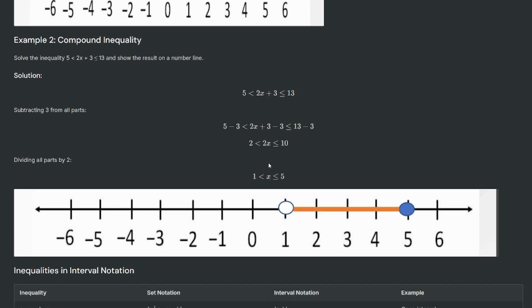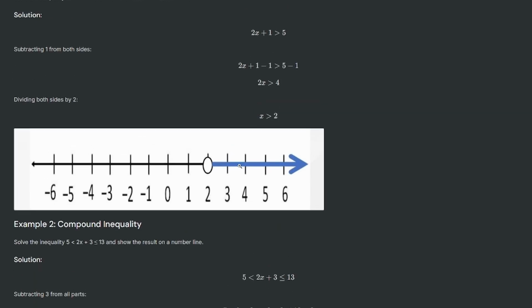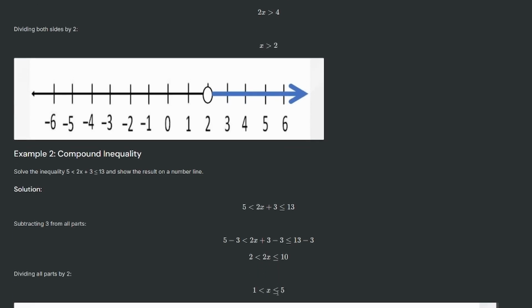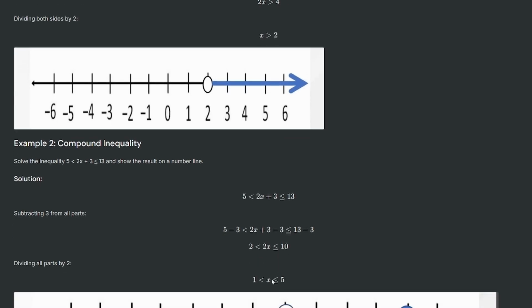Okay, compound inequalities like this. How to solve this kind of question? Basically, the concept is the same. To make x alone, first of all, we subtract 3 from all the sides and divide all the sides by 2, and we get this inequality.